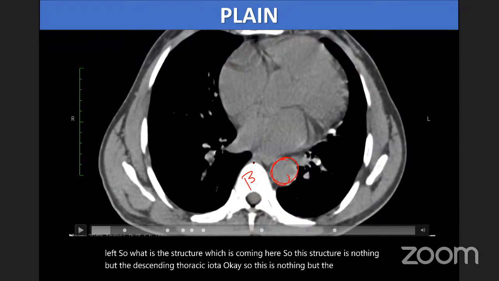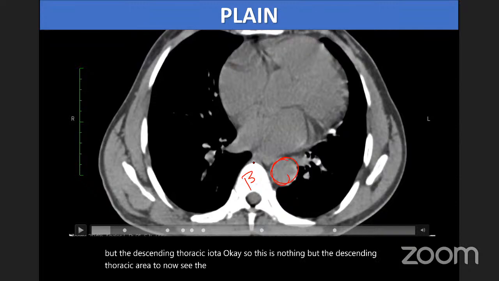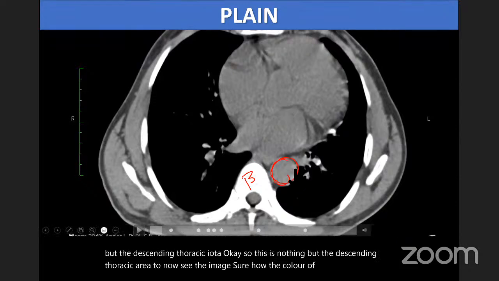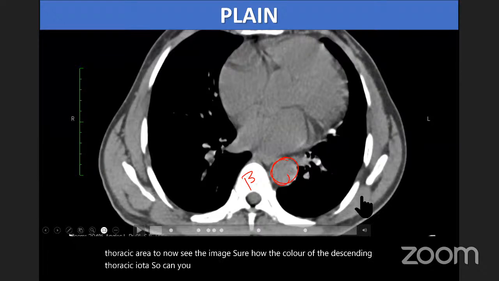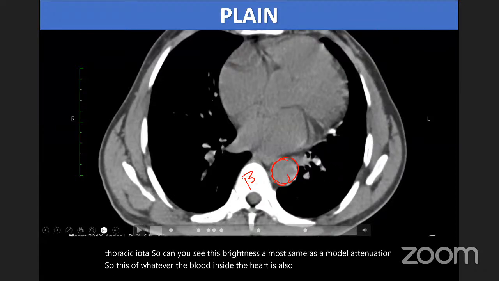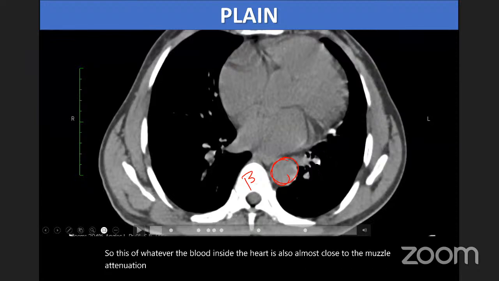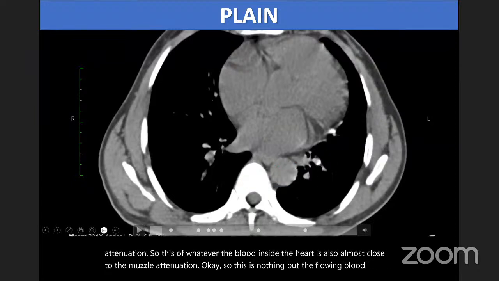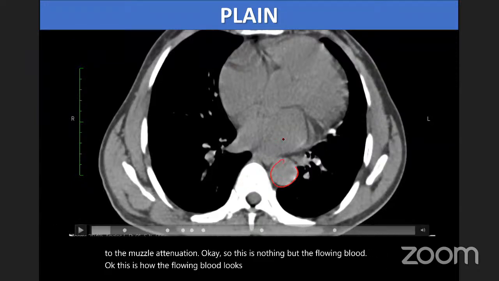Now see the image here, how the descending thoracic aorta looks. Can you see this brightness is almost the same as muscle attenuation? The blood inside the heart is also close to muscle attenuation. So this is the flowing blood. This is how flowing blood looks. So this is the aorta, and this is the heart.